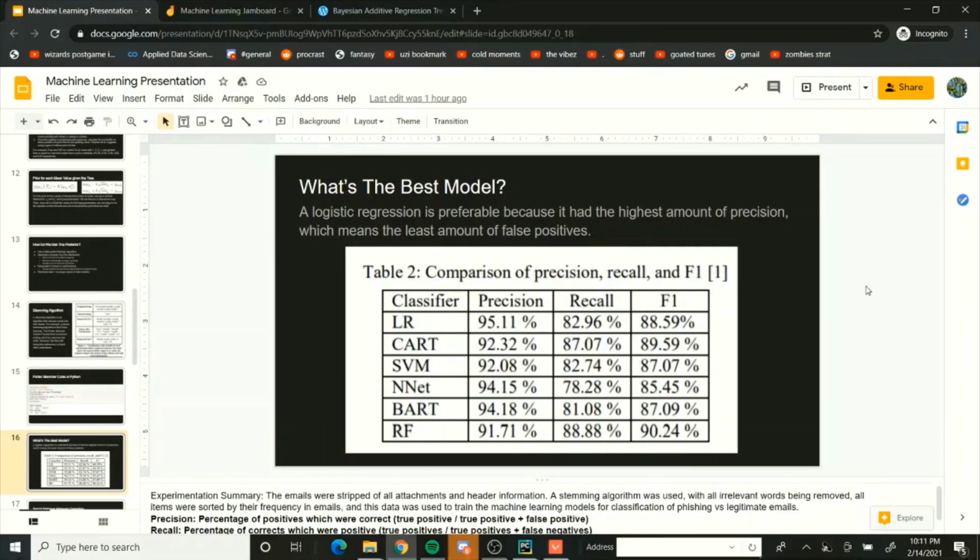Okay, so what's the best model? Logistic regression turned out to be preferable because it had the highest precision, meaning it had the least amount of false positives. Precision is basically the number of positives which were classified correctly, while recall is the percentage of correct ones that became positive. And F1 is a measure that combines precision and recall into one metric so that it's easy to compare instead of comparing between two metrics. Since logistic regression had the highest precision, it was deemed the most preferable because false positives are bad.